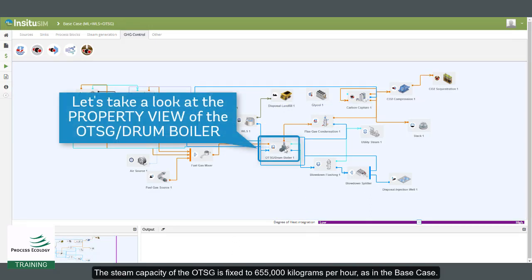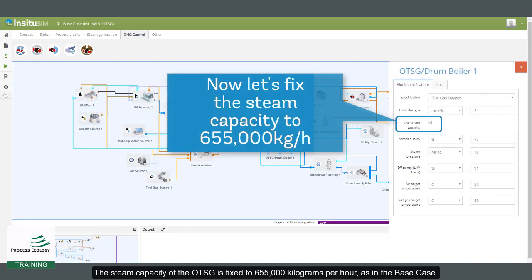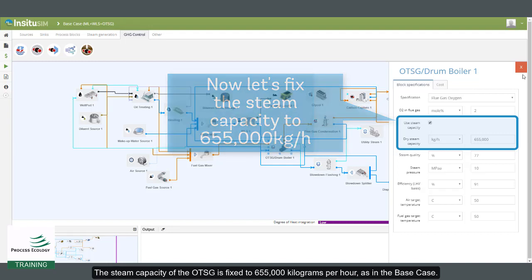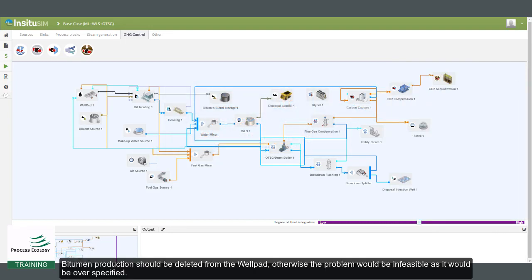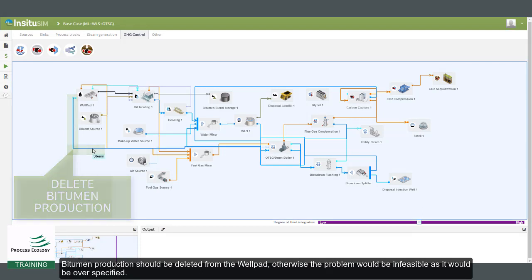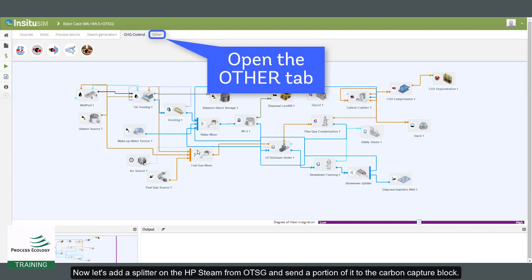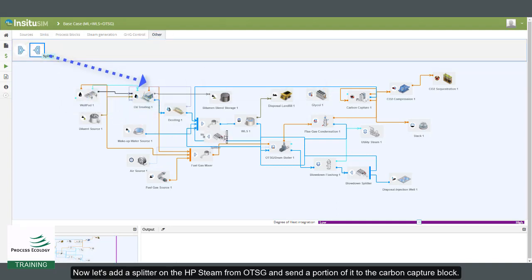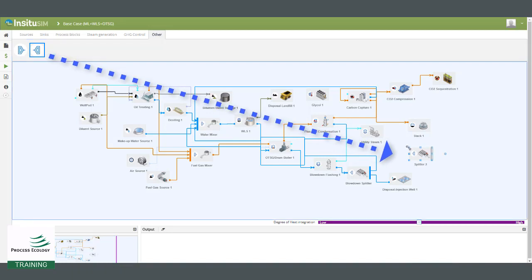The steam capacity of the OTSG is fixed to 655,000 kilograms per hour, as in the base case. Bitumen production should be deleted from the well pad, otherwise the problem would be infeasible as it would be overspecified. Now let's add a splitter on the HP steam from OTSG and send a portion of it to the carbon capture block.